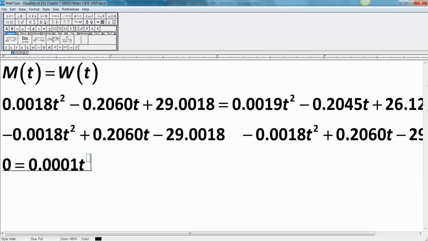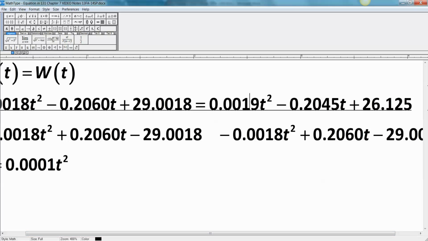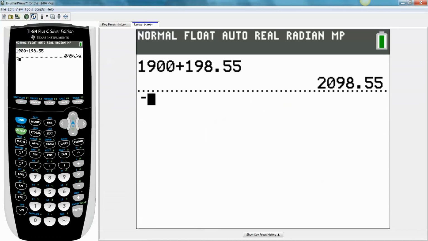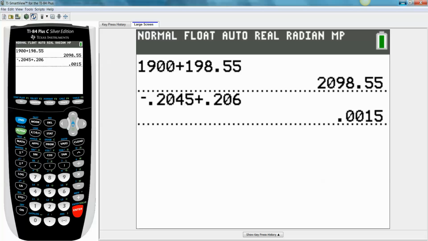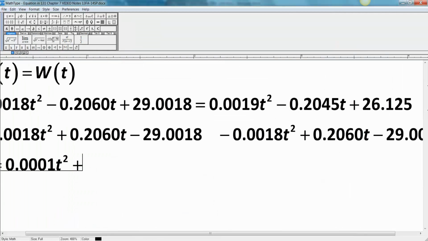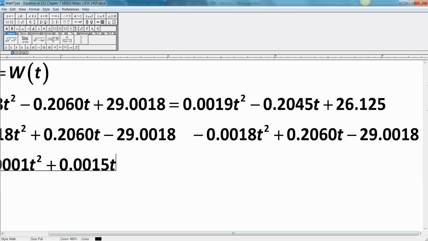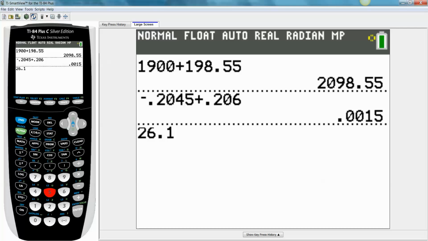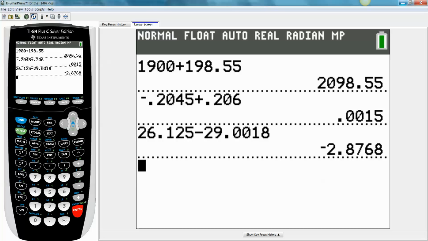0.0001 t squared, right? So I'm just subtracting. And then, let's see, because 19 take away 18 is 1. And then negative 0.2045 plus 0.2060 is 0.0015. So plus 0.0015t, and then I need 26.125 take away 29.0018. Negative 2.8768.